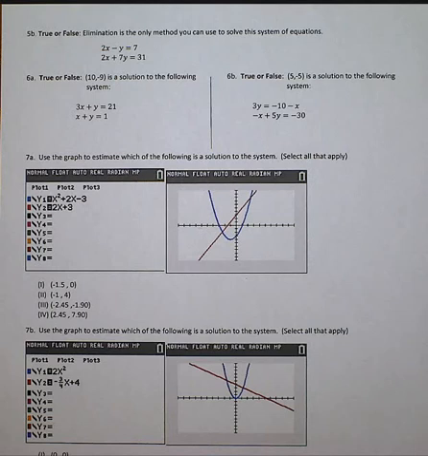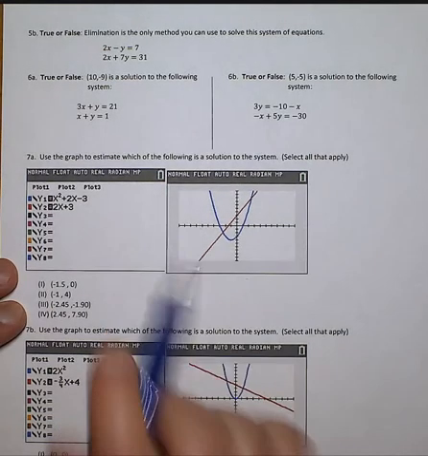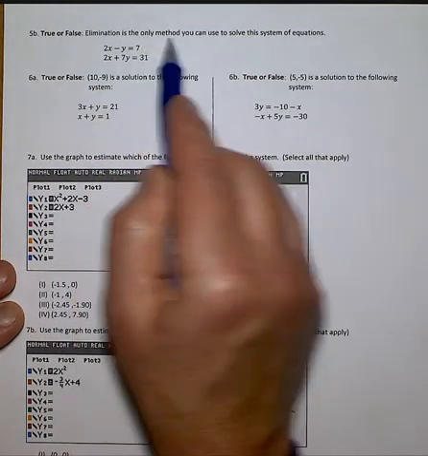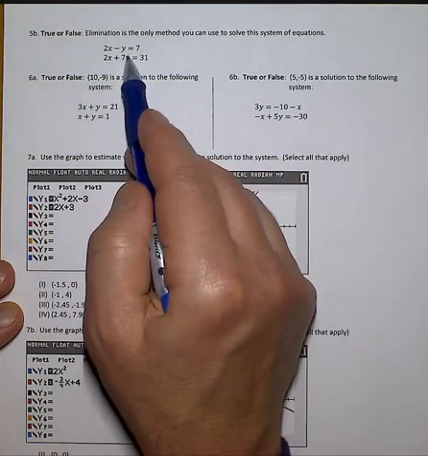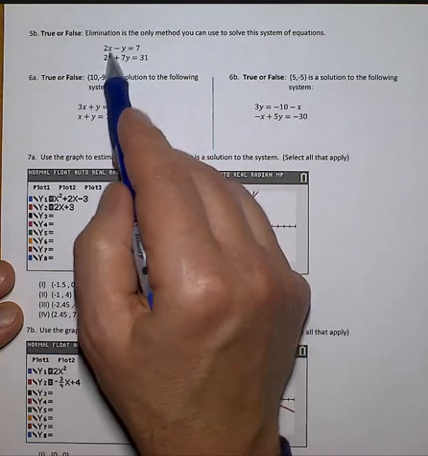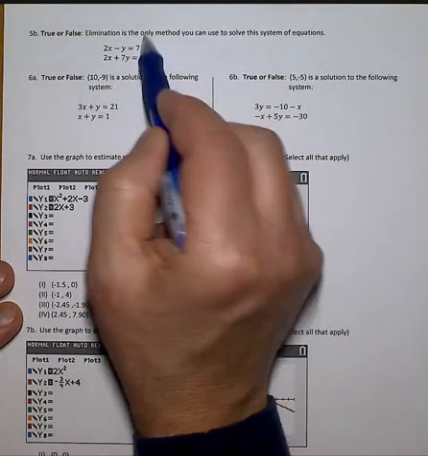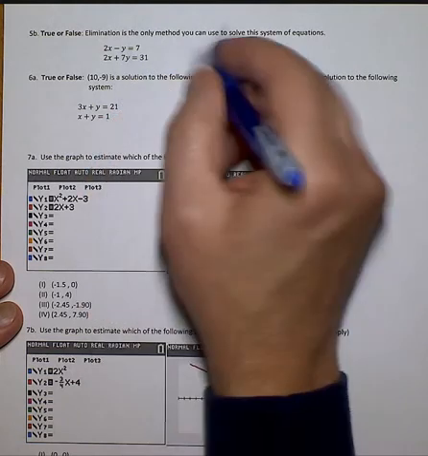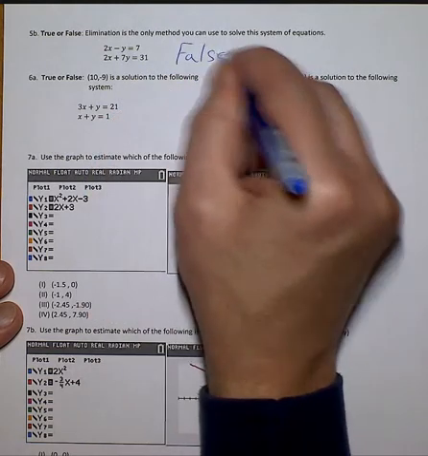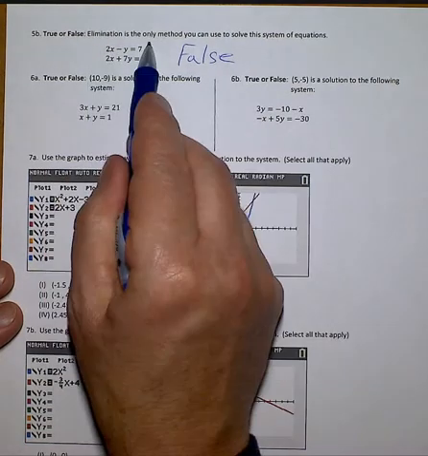Okay, here's page 2, 5B, true or false. Elimination is the only method you can use to solve this system of equations. Well, is it the only method? No, it's the most efficient, but is it the only one? No, I could use substitution. So I would say it's false. Elimination would be the most efficient, but it's not the only method.